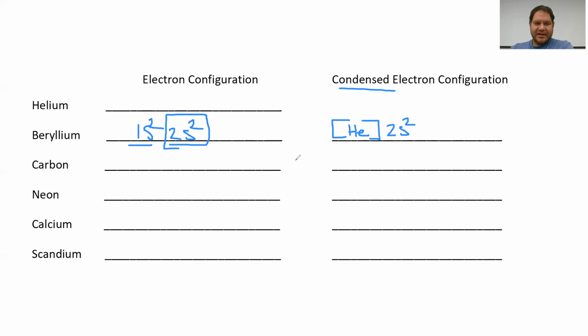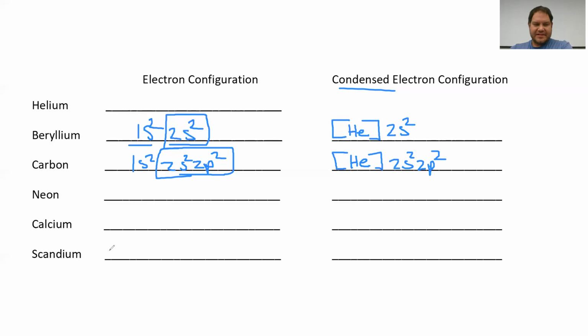All right. For carbon, let's show you it's 1s2, right? 2s2 and 2p2, right? So what's important is these valence electrons. So again, we would go helium, and then we would just put 2s2, 2p2, and just show that, okay? So let's skip down to scandium because you can do the rest of these.